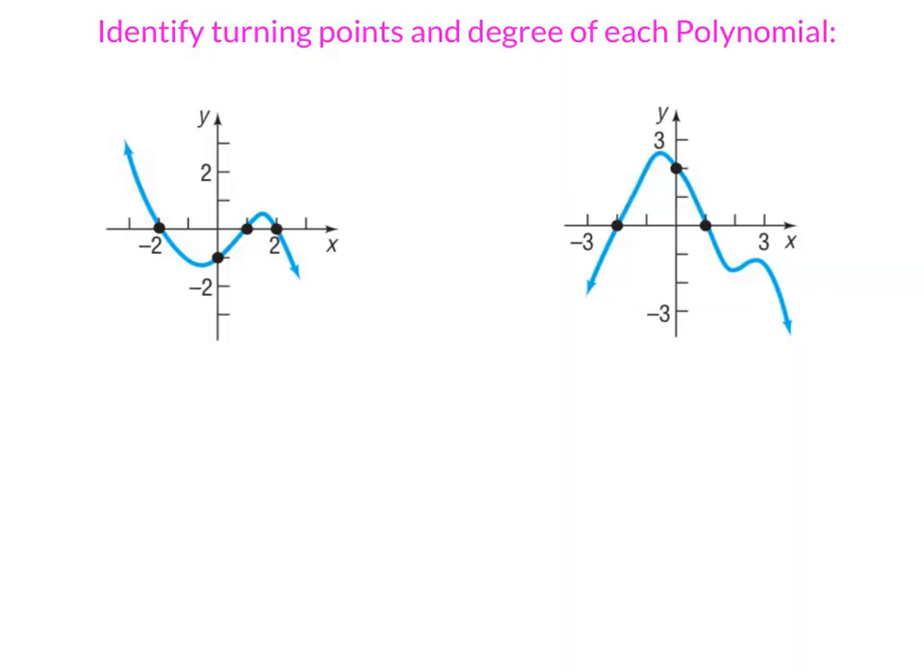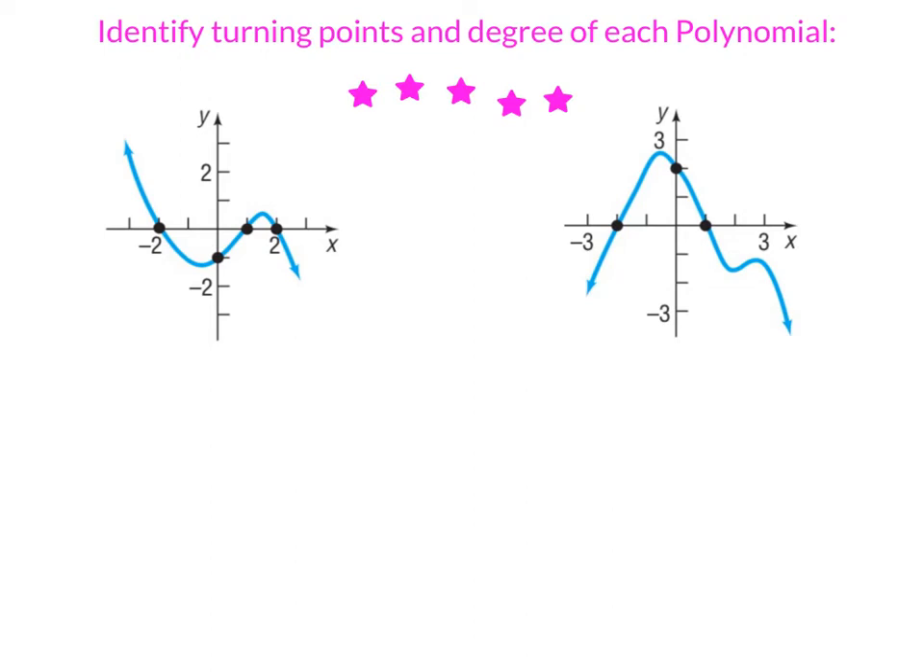Let's practice by identifying turning points and degrees of each of these polynomials. Now, do not be swayed or confused by the fact that they have identified all of the intercepts with black points. That does not mean that those black points are inherently turning points.